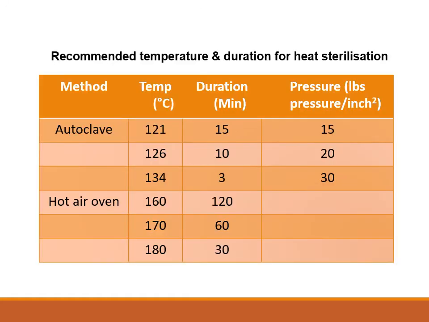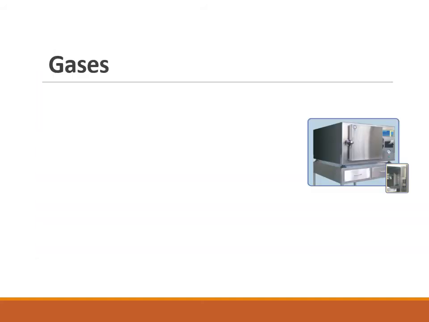Then this table shows the recommended temperature and duration for heat sterilization. Here the autoclave is used at 121 degrees Celsius for 15 minutes at 15 lbs of pressure, while the hot air oven is used for 160 degrees Celsius for 120 minutes, 170 degrees Celsius for 60 minutes and 180 degrees Celsius for 30 minutes. As the temperature is increased, the time is decreased.